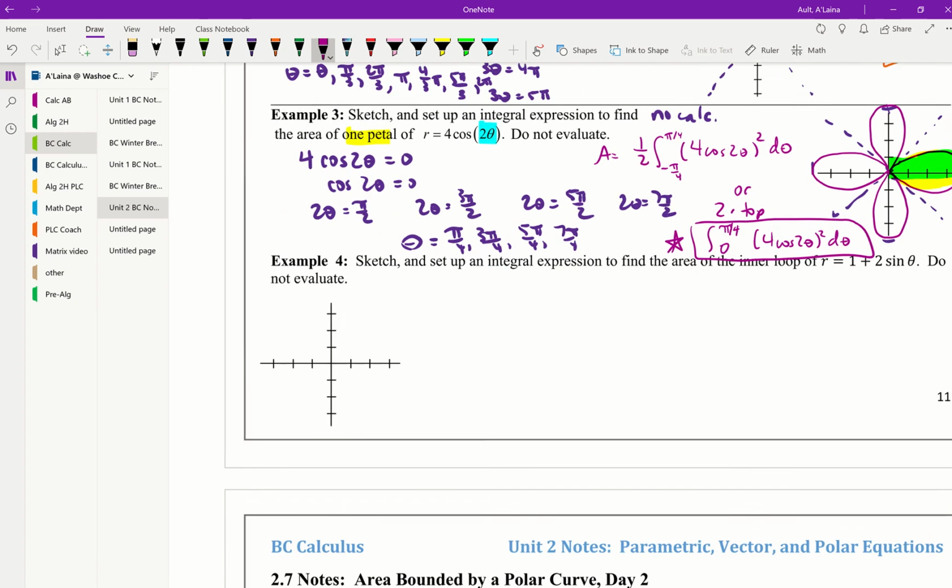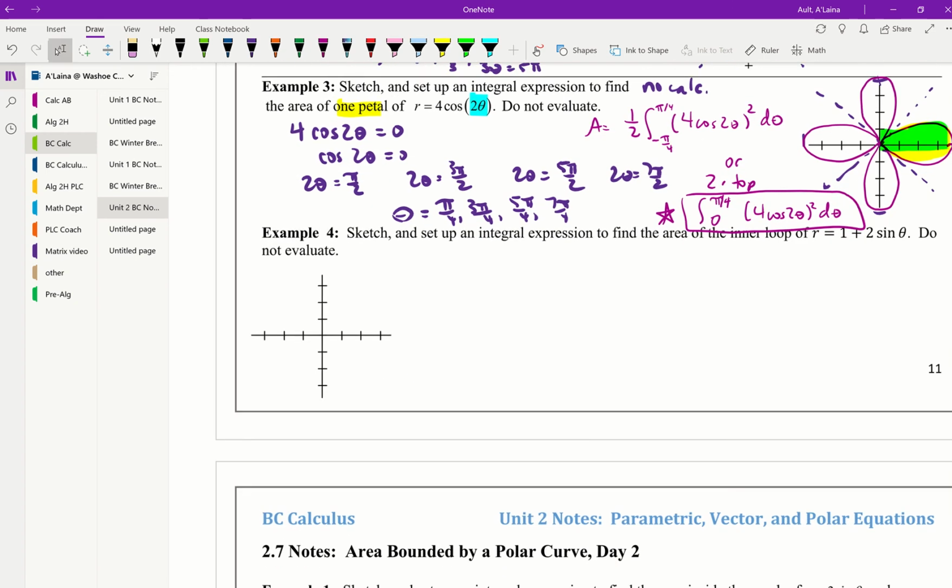If these are multiple choice, I think you're more likely to see that one, I would say. All right, this next one is our last one. We're going to sketch and set up an integral expression to find the area of the inner loop. Okay, there's a hint here. This is a limacon with the inner loop. Remember, this could also be pronounced limacon, limacone, lots of different ways.